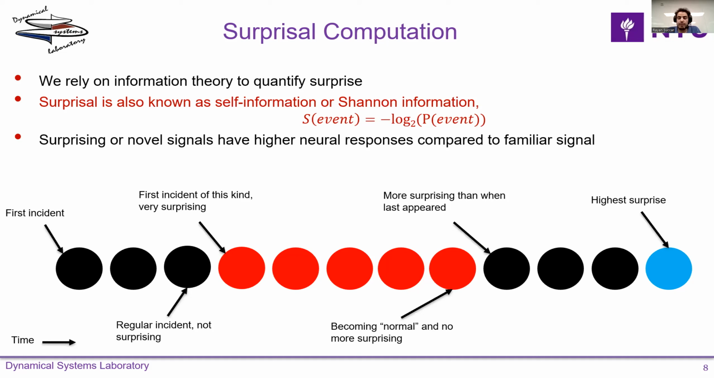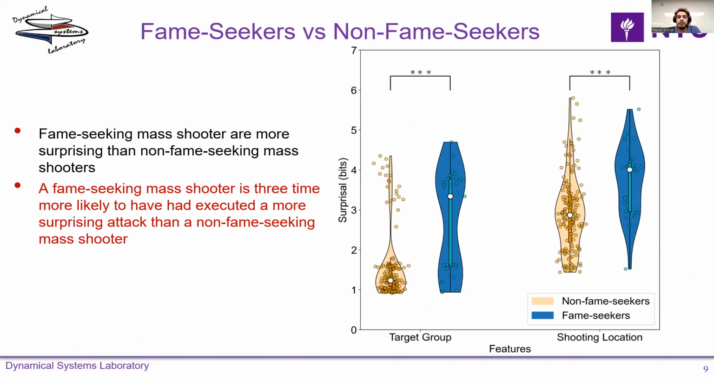Now, after having this framework for quantifying surprise, we quantified the surprisal for each of the shootings in our dataset for the two features, target group and shooting location. And we see a very strong statistical difference between the surprisal of fame seekers and non-fame seekers. Specifically, a fame-seeking mass shooter is 3 times more likely to have executed a more surprising attack than a non-fame-seeking mass shooter, which means that fame seekers are actually trying to have a novel attack, an attack that never appeared before.